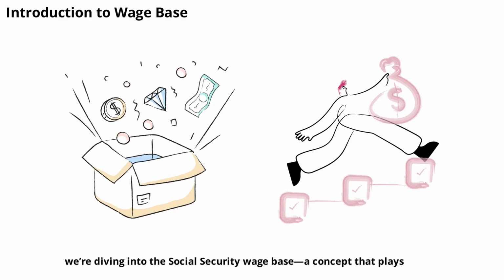Welcome. Today, we're diving into the Social Security wage base, a concept that plays a big role in how much you pay in Social Security taxes. If you're a high earner, this is especially important for you. The wage base sets a cap on the amount of your income that's subject to Social Security tax. Once your earnings hit this limit, you stop paying Social Security tax on any additional income for the year. Understanding this threshold can help you plan your finances and taxes more effectively.